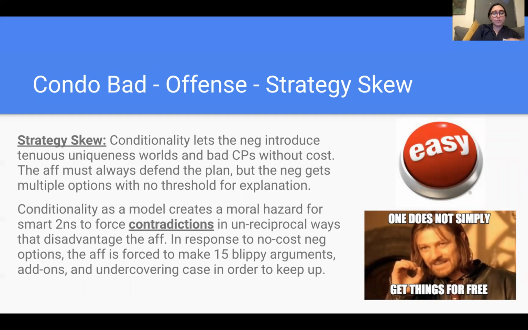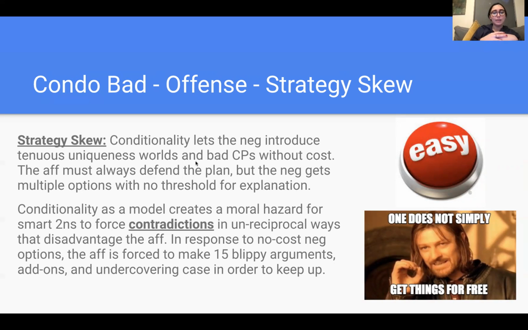When you're affirmative and you're saying that conditionality is bad, you also have a main offensive argument, and that's strategy skew. Strategy skew says that conditionality lets the negative introduce all of these random worlds and bad counterplans without any cost, right? So the aff must always defend the plan. If you're aff, you're always stuck to the plan, but the negative just gets all of these different options with no threshold for explanation that they can just remove from the debate at any point.